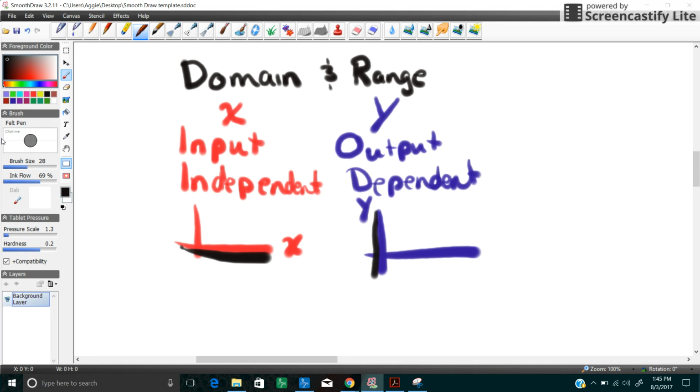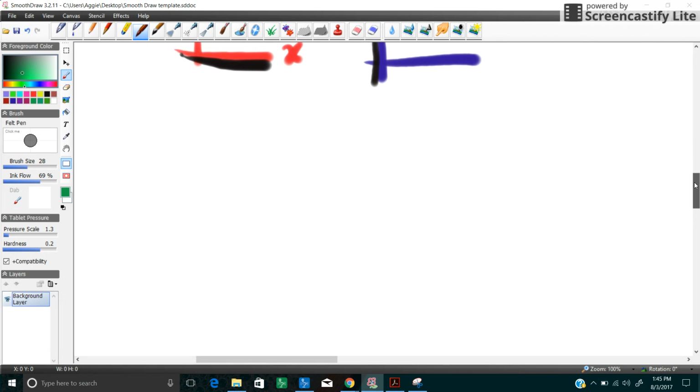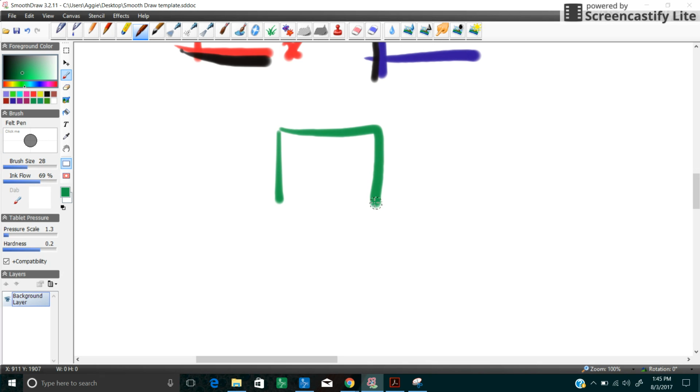Okay, these two things are related, namely, the range depends on the domain. So if the x value were to change places, so let's say I have a number over here, the y value could be something different. Okay, one way to think about this is with a picture.